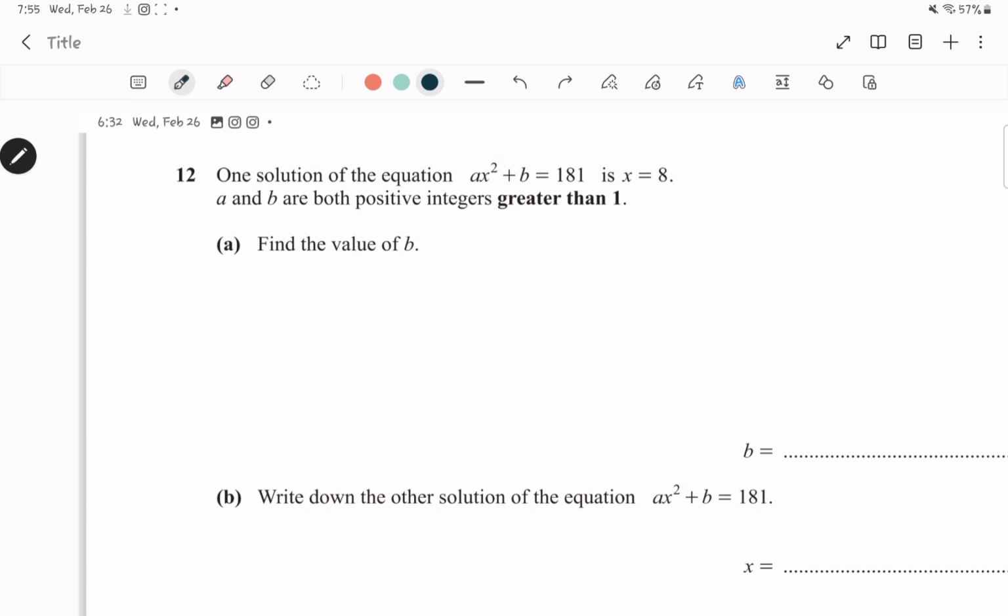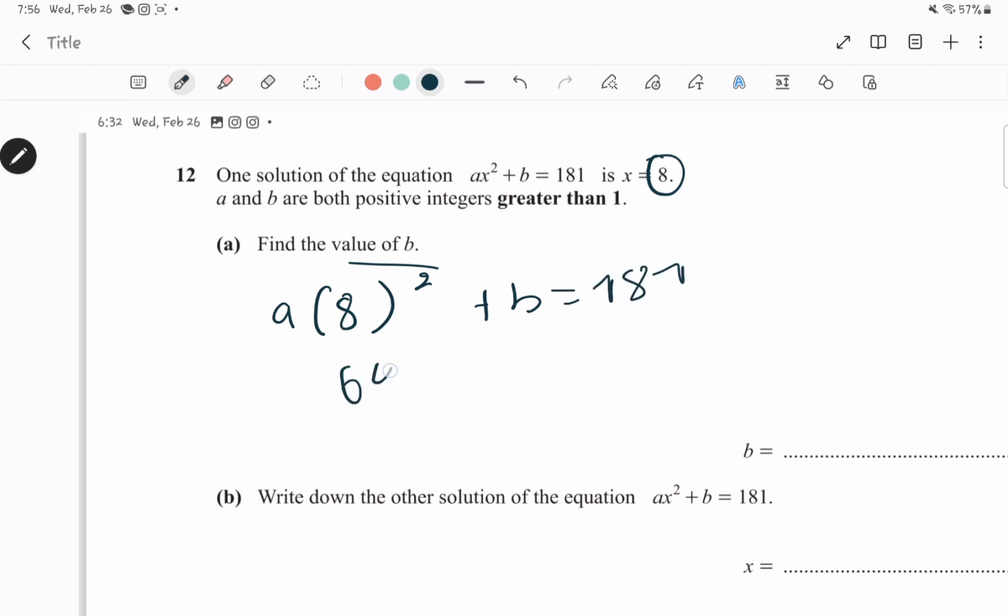One solution of the equation ax squared plus b is equal to 181 is x is equal to 8. A and b are both positive integers greater than 1. So what is the value of b? Very simply, if x is 8, that means, let us say a, then instead of x, you're going to put 8. 8 squared times a plus b is equal to 181. So 64a plus b is equal to 181.